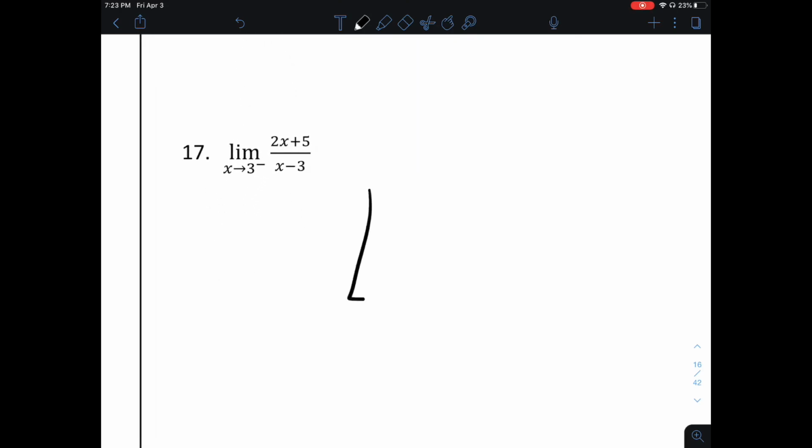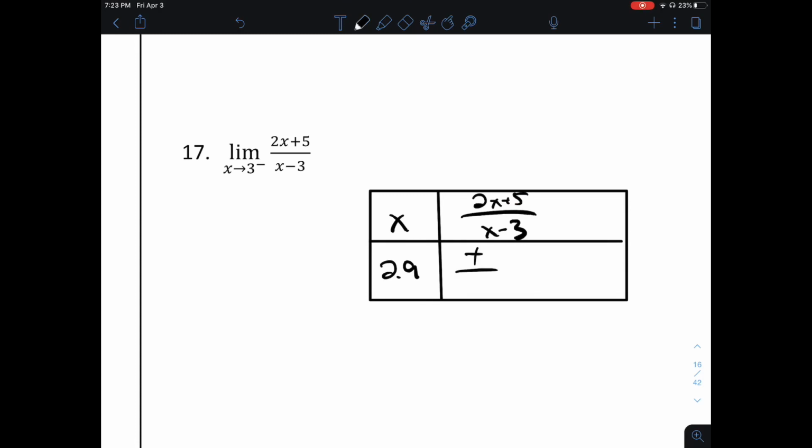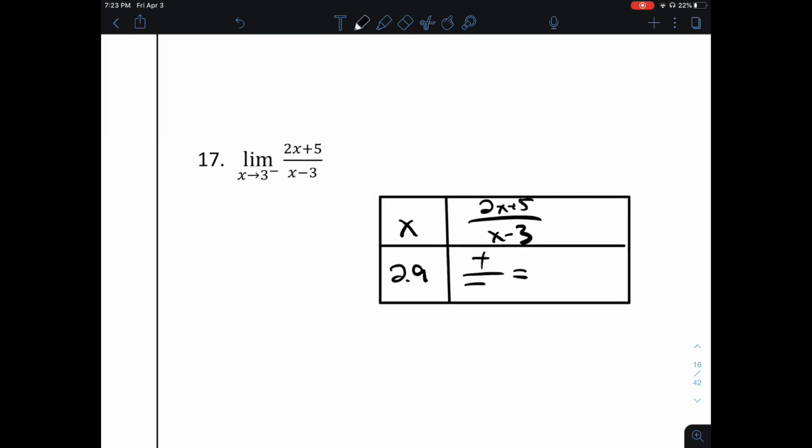This one here, same thing, but we're approaching from the left. Let's make our table. Choose an x value to the left of 3, like a 2.9. If you put 2.9 into the top, you're going to get 2 times 2.9 plus 5. I don't know what that number is, but I know it's positive. If I put 2.9 minus 3, I don't know what that number is either, but I know it's going to be negative. You know what I'm saying? A positive divided by negative, negatory. That means this is going to negative infinity.